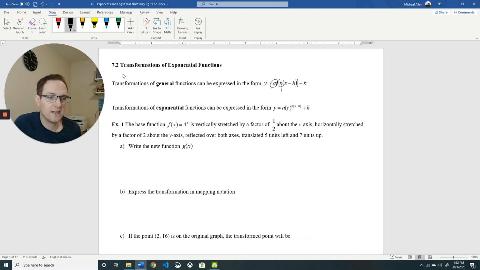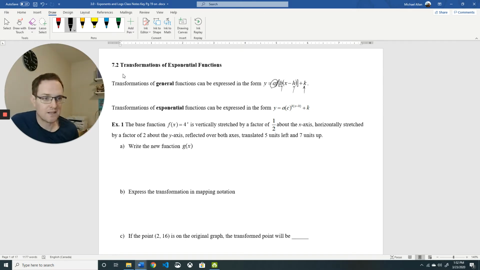Your b value here will do a horizontal stretch about the y-axis, but remember it's reciprocal, so if that's a 2 or something, then the transformation will be a half about the y-axis, and it could also do a reflection if it's negative. And then your h value here will move it left to right, and your k value will move it up and down.